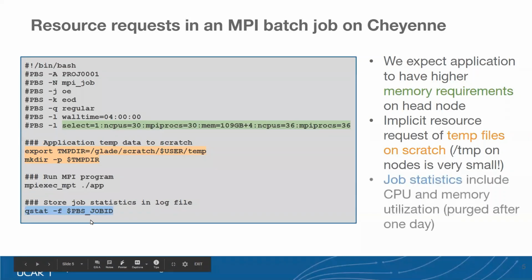And then finally, this is not really a resource request, but this is information for me in the future. I like to run qstat -f with the job ID at the end of the job, and that gives me a little bit of information that's stored in the job logs. So that'll include the CPU and the memory utilization. I like to put that in there because qstat -f, which is the full output, is purged from the PBS database after 1 day. So if you try to query that, say 2 days later when you're curious about it, you won't be able to find it there.